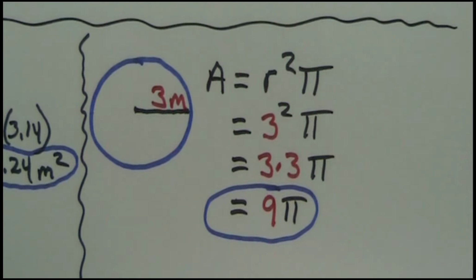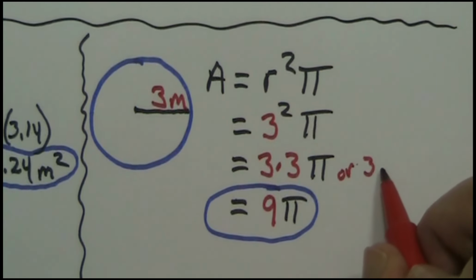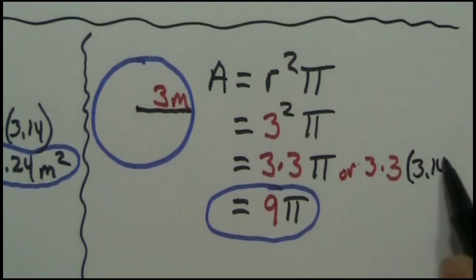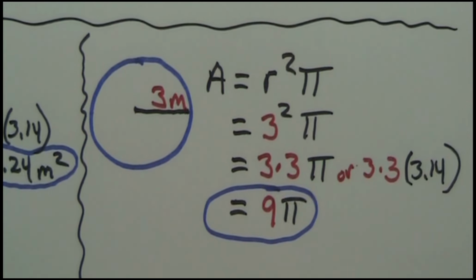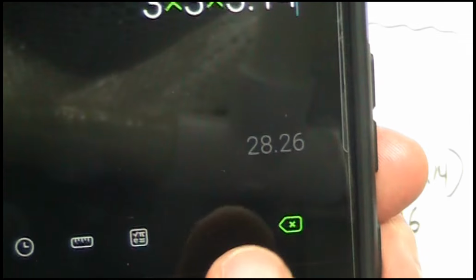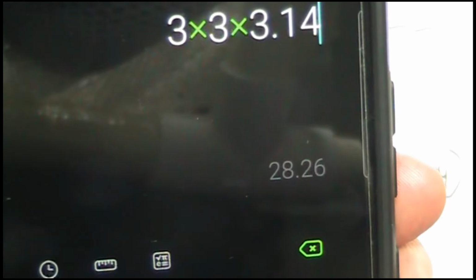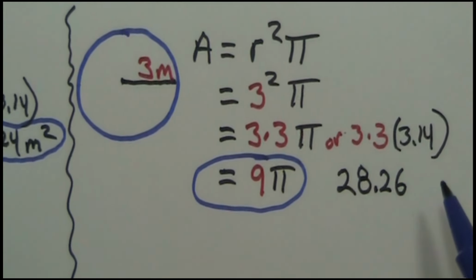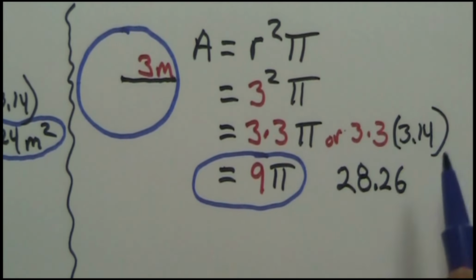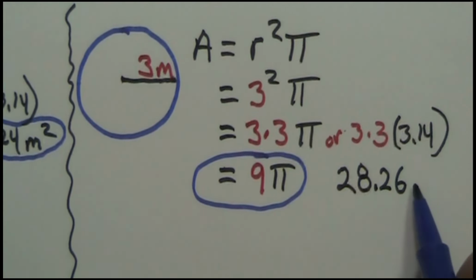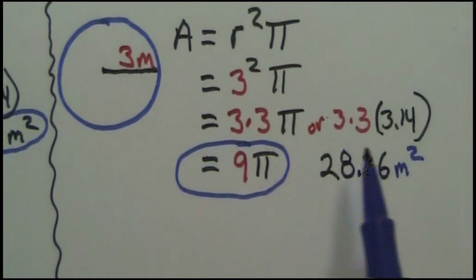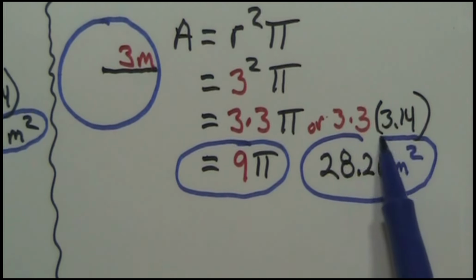What about the approximate? The approximate is just 3 times 3 times 3.14. Okay, when I do that, I get 28.26. What about the units? Is it meters or is it meters squared? It's meters squared. It's how many squares will fit inside. That's why it's meters squared.